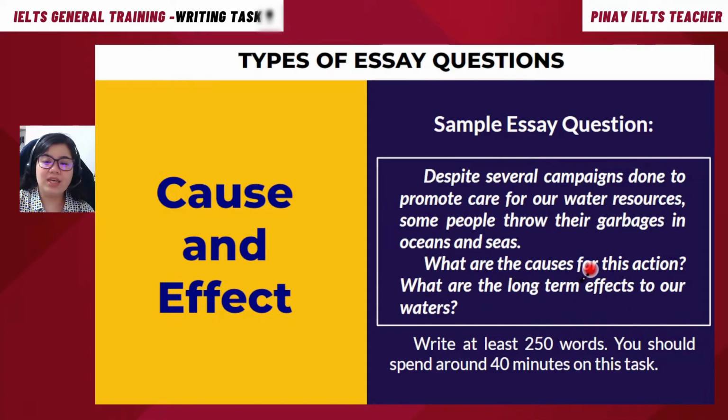So if you notice, it's not asking for a problem and solution. It's not asking for any suggestions you might have to fix a problem. It's just asking you, what do you think is causing this certain scenario or circumstance? And what do you think would be the long-term effects if this goes unfixed? Something like that. So it is cause and effect. And you would see it plainly on the essay question. What are the causes? What are the long-term effects?